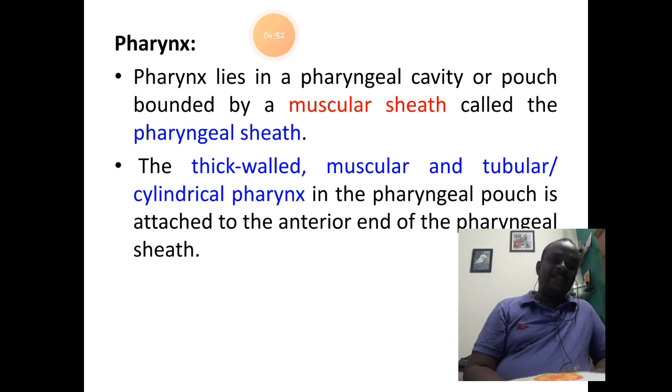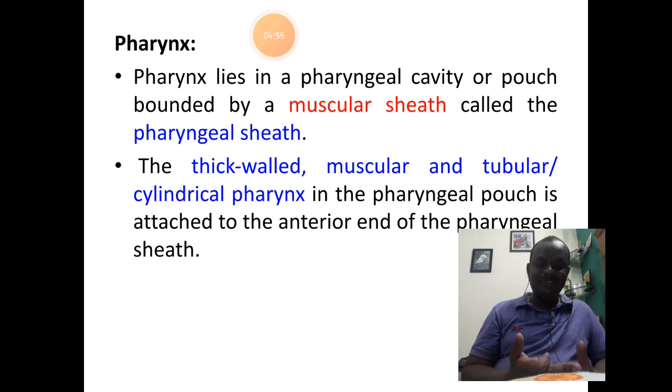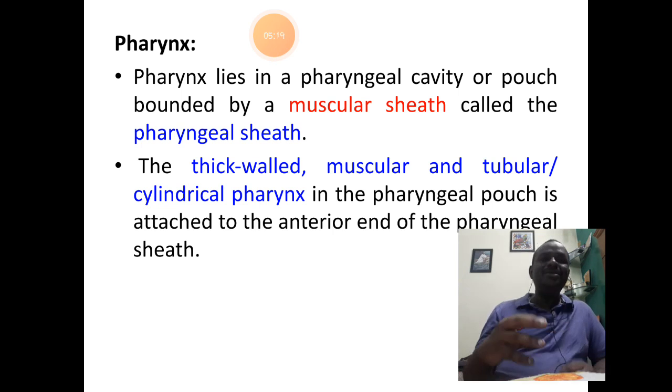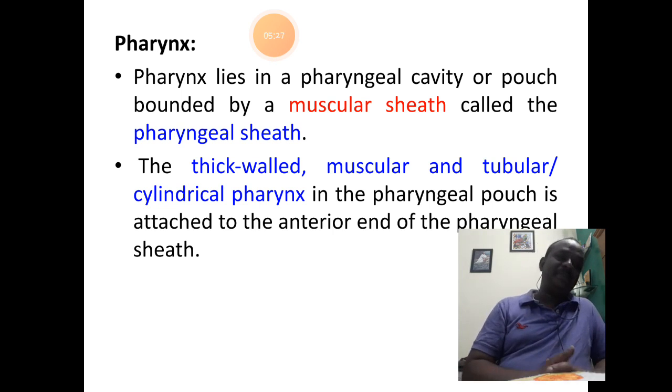The next part is the pharynx. We know the alimentary canal contains only three parts. Number one, mouth, number two, pharynx, number three, intestine. So the second part is the pharynx here. Pharynx is present in a pouch of pharyngeal cavity covered by a muscular cover called the pharyngeal sheath. So the actual structure of the pharynx is a cylindrical tube made up of muscles which is covered over by a pharyngeal sheath which is made up of muscles.